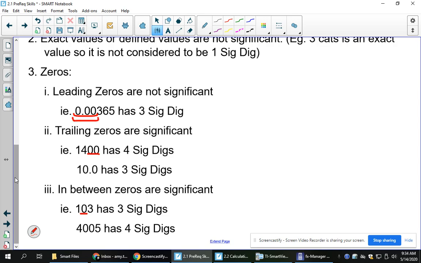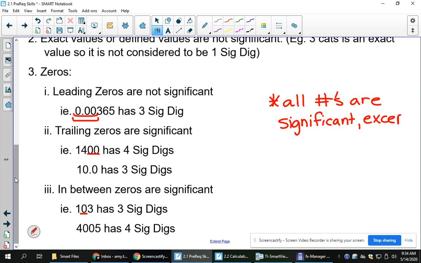So if I was to sum up this slide with one rule, it would be this. All numbers are significant except leading zeros. And those constants we talked about, like 3 cats. Okay, so all numbers are significant except for leading zeros. Zeros at the front of a number that don't have other numbers around them are not significant.